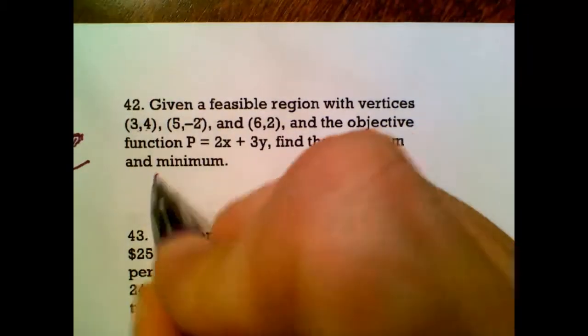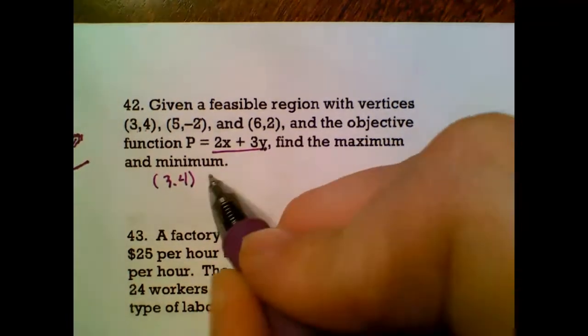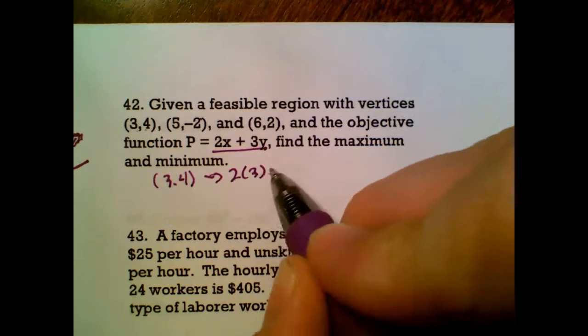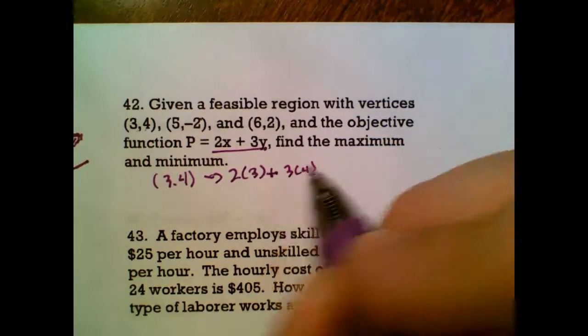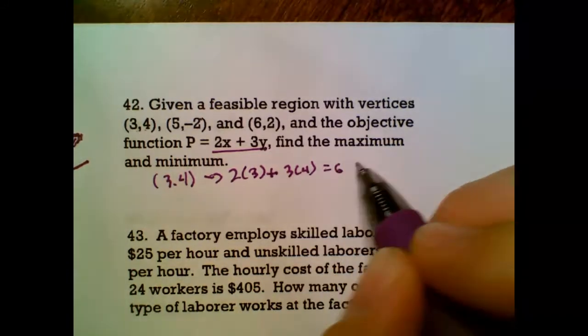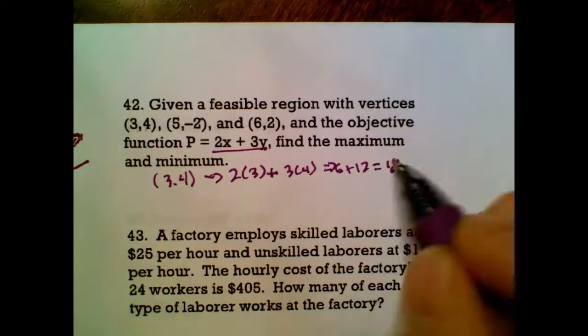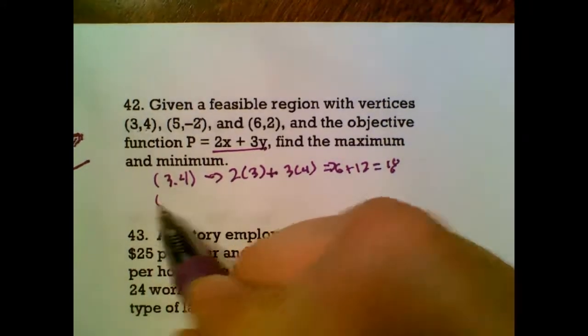So we just got to plug them in. So let's start with first the 3, 4. Let's plug that into this right here. So what do we got? We got 2 times 3 plus 3 times 4. 2 times 3 is 6. 3 times 4, so we got 6 plus 12, this is equal to 18. So 3, 4 gives us an 18. We don't know if that's a max or min yet. We've got to test all the points first.